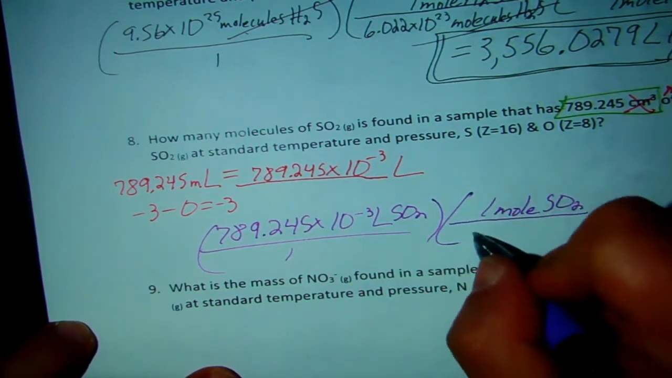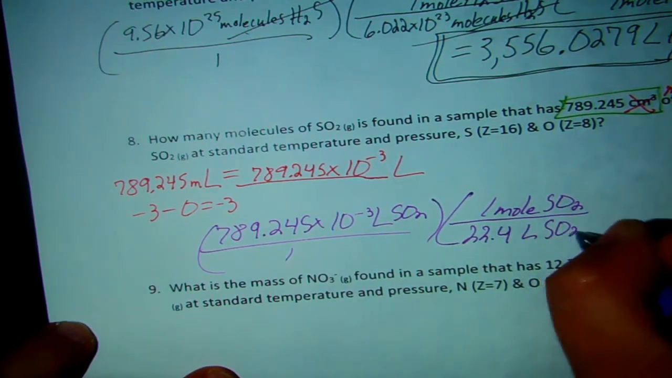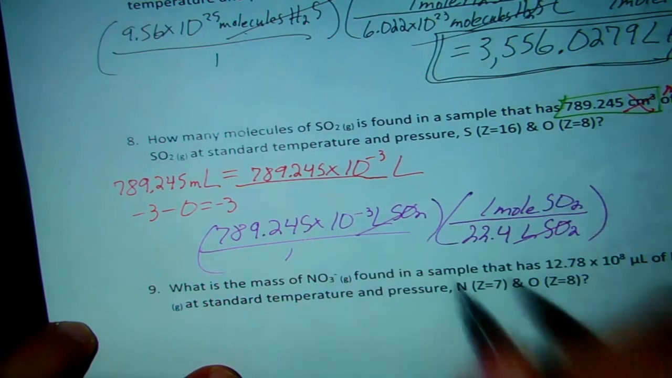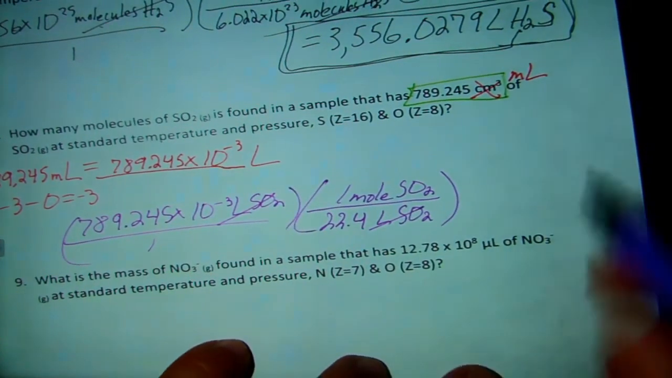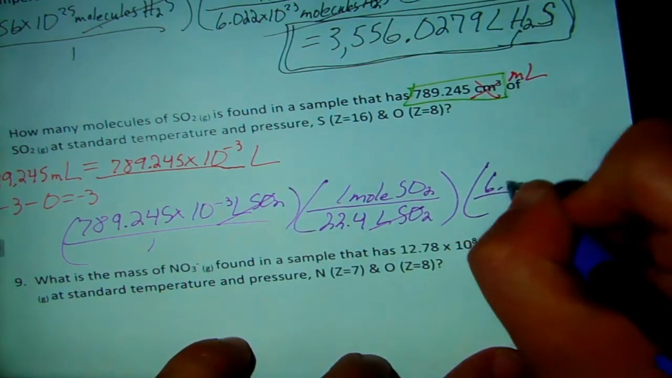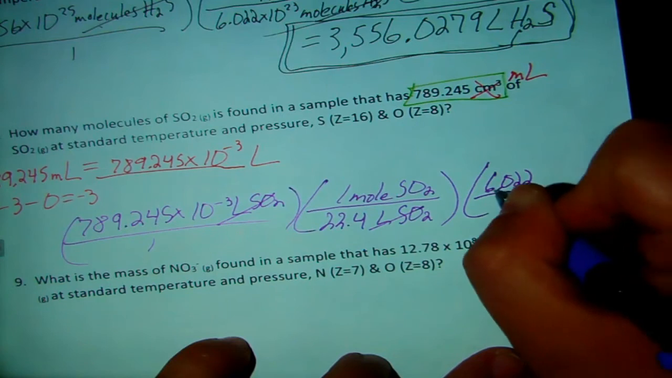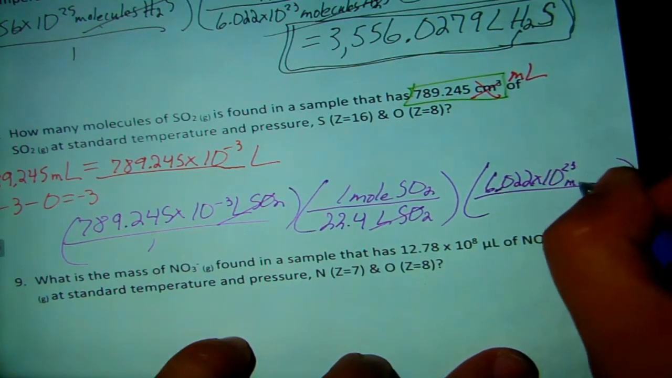And I need to get rid of it, so 22.4 liters. I gotta get rid of the liters. Liters cancel. I'm left with mole right now, but that's not what I'm asked for. I'm asked for molecules. So I need to get molecules, so 6.022 times 10 to the 23rd molecules.